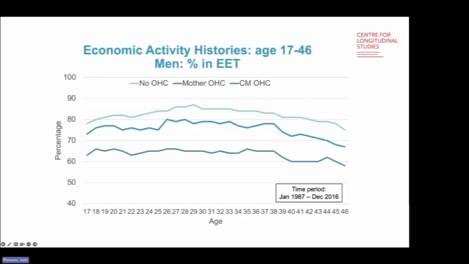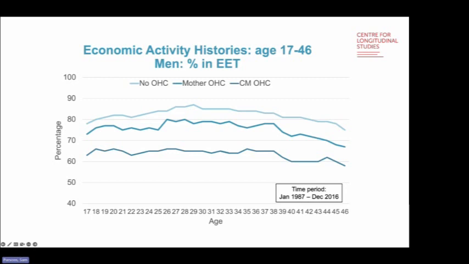Turning now to time spent in education, employment or training, or EET, we make full use of the economic activity history data that has been collected about every activity a cohort member has been in at every wave of data collection in adulthood. So this graph shows the percentage of men who had spent the majority of months in any year in EET over a 30-year period from 1987 to 2016. So it's from the year they turned 17 to when they're 46.